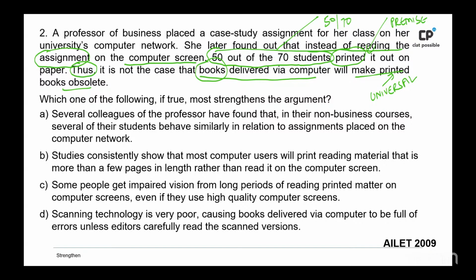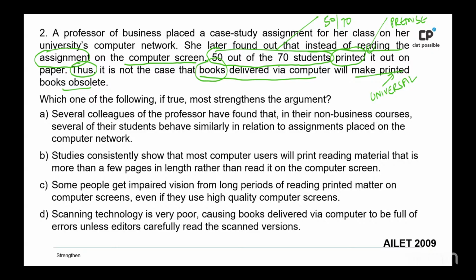Maybe these people, when they are doing assignments, want to print them and have to solve something there. They have to make notes somewhere, and that's why they are printing the assignments. And maybe when they are reading books, they are fine reading those books digitally. The author is assuming the way they are behaving with respect to assignments is the same way they'll behave with respect to the books, right?